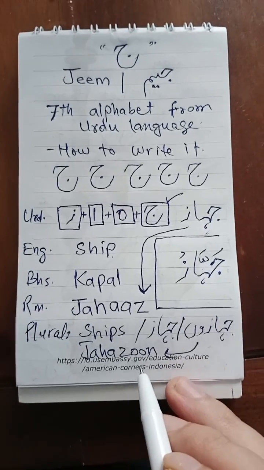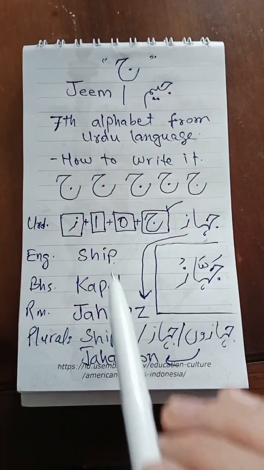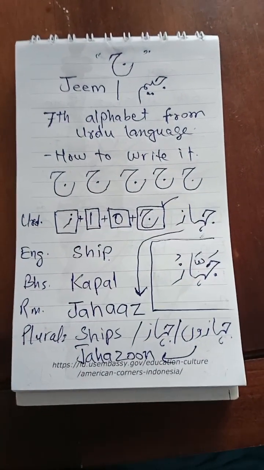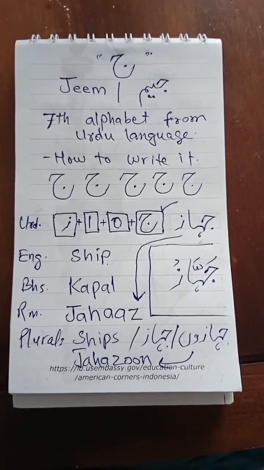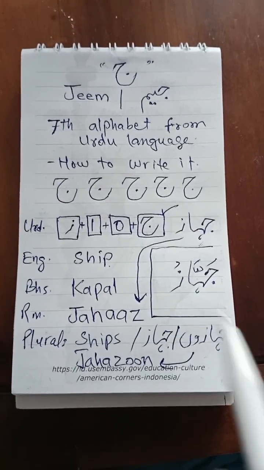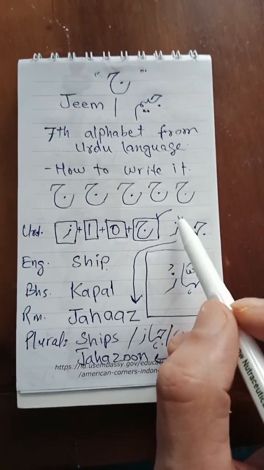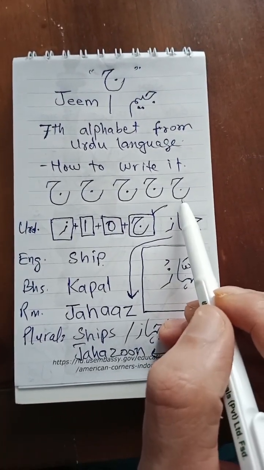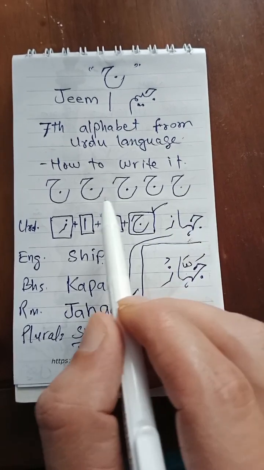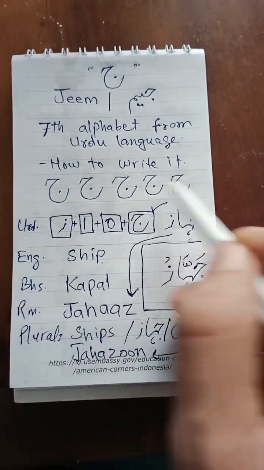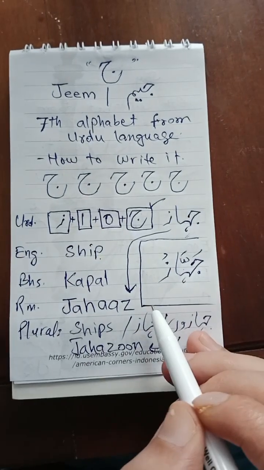So this is the seventh alphabet from the Urdu language. My suggestion to you who are learning Urdu, do practice at your home at least 50 times. Write this alphabet in the notebook using a pencil, like me, as I wrote in this video.